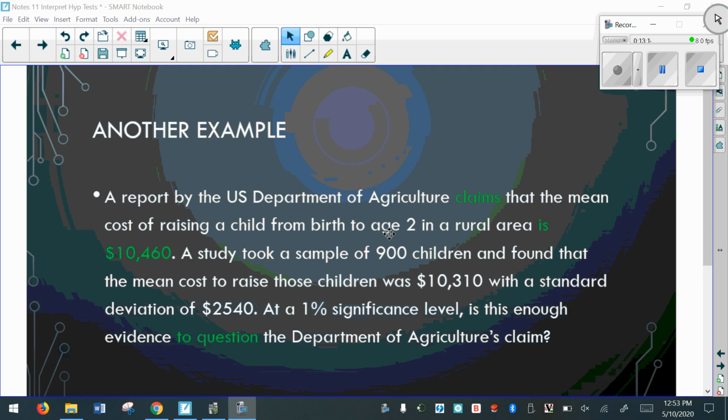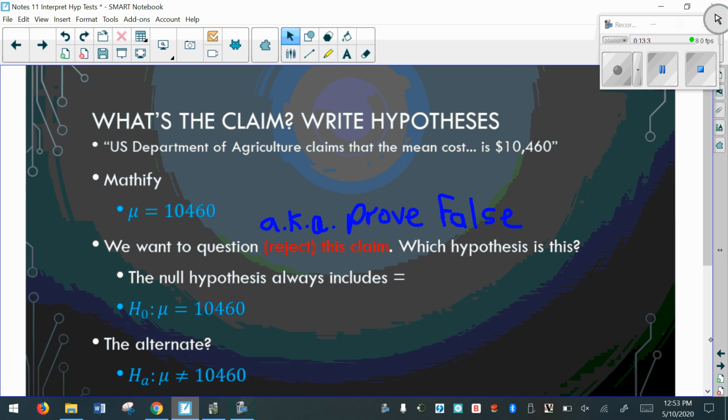Hopefully you read through and found the 900, the 10,310, 2540, and 1% significance level. So is this enough to question or reject the Department of Agriculture's claim? So if we are going to question or reject, we need to talk about the H sub O. Since this says is, we are dealing already with the H sub O. So our claim, we're going to go ahead and use as it's given to us. We are trying to reject, question, or prove it to be false. Since we were given the H sub O, that H sub A mu is not equal to 10,460.